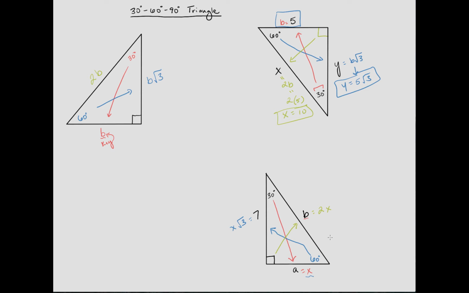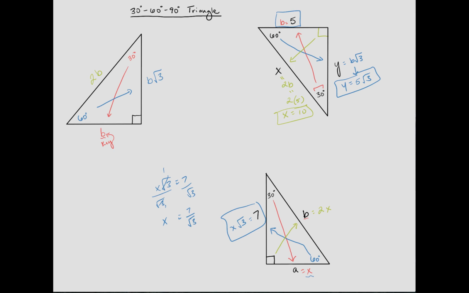All right, and from there, I'm just looking for a relationship where I can solve. Unfortunately, a equals x is not going to get me anywhere, and b equals 2x isn't going to get me anywhere. What is going to get me somewhere is this equation right here: x times the square root of 3 equals 7. I can divide by the square root of 3 on both sides, and I'm left with 1 times x, so just x equals 7 over the square root of 3.